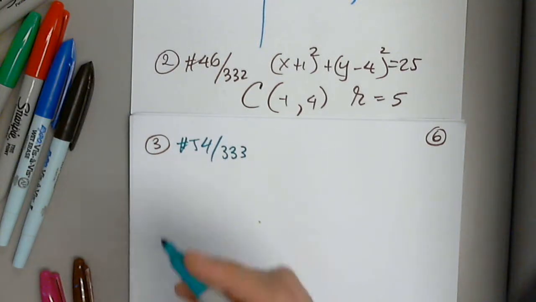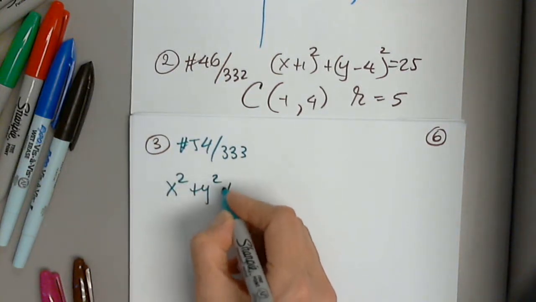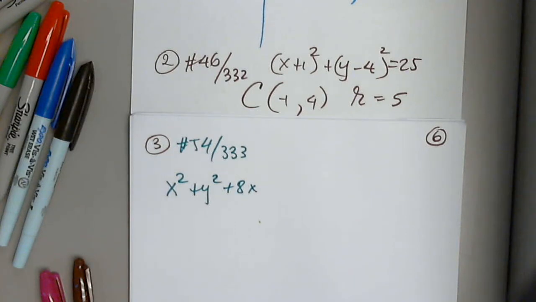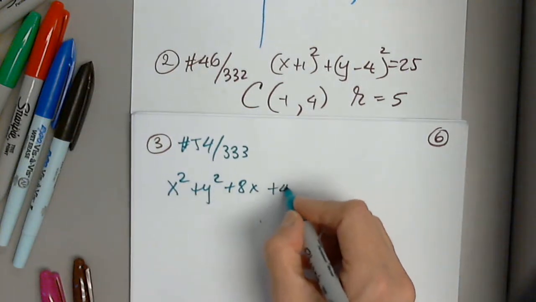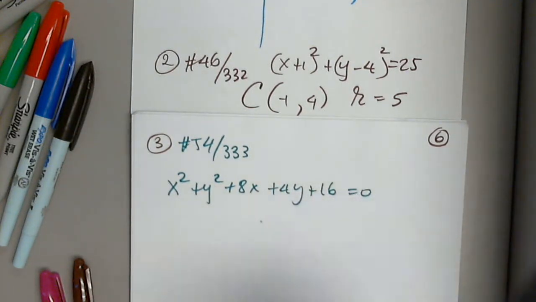x squared plus y squared plus 8x plus 4y plus 16 equals 0. So now I'm asking you, is this the equation of a circle? Exactly. That's the correct answer. It may be. The correct answer is I have no idea. It may. Wait, I don't know.